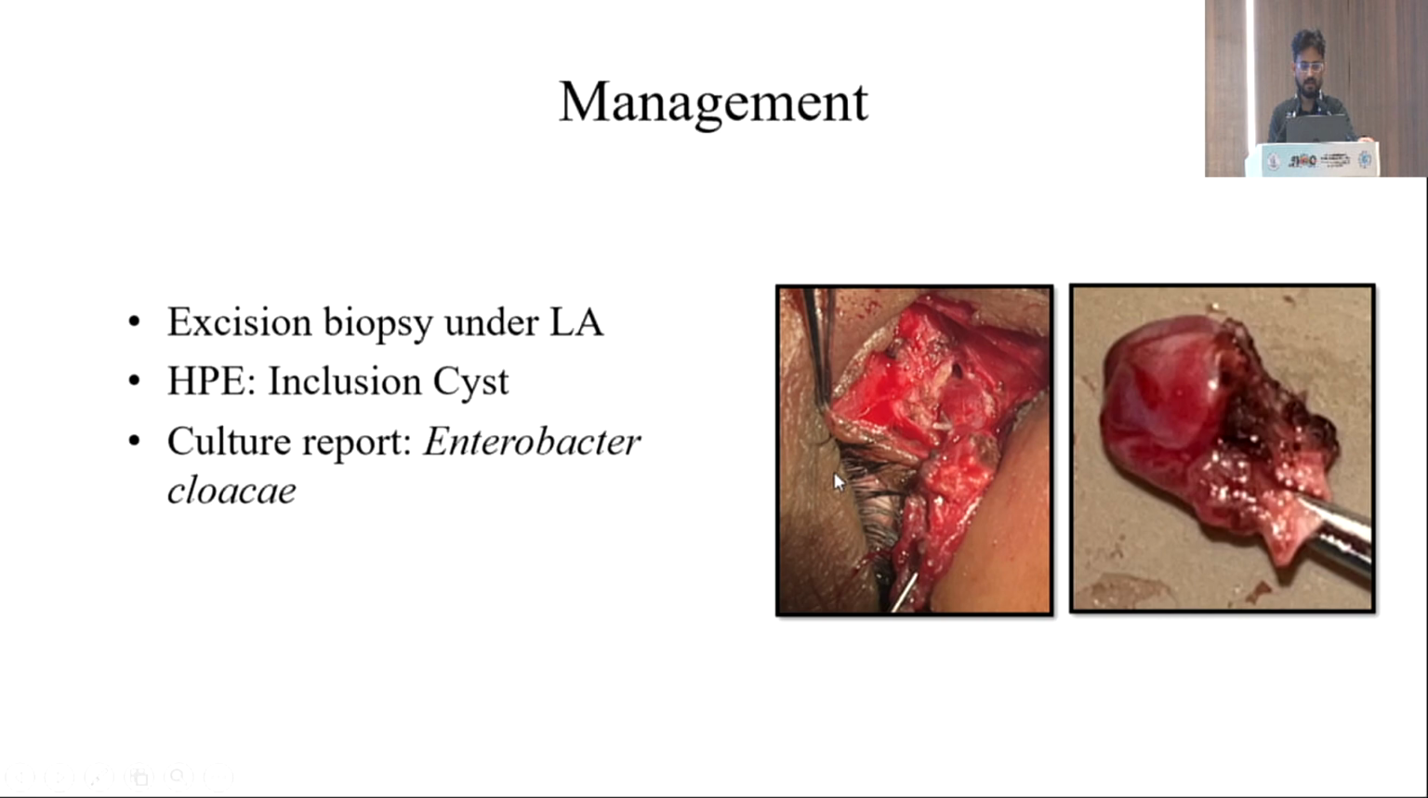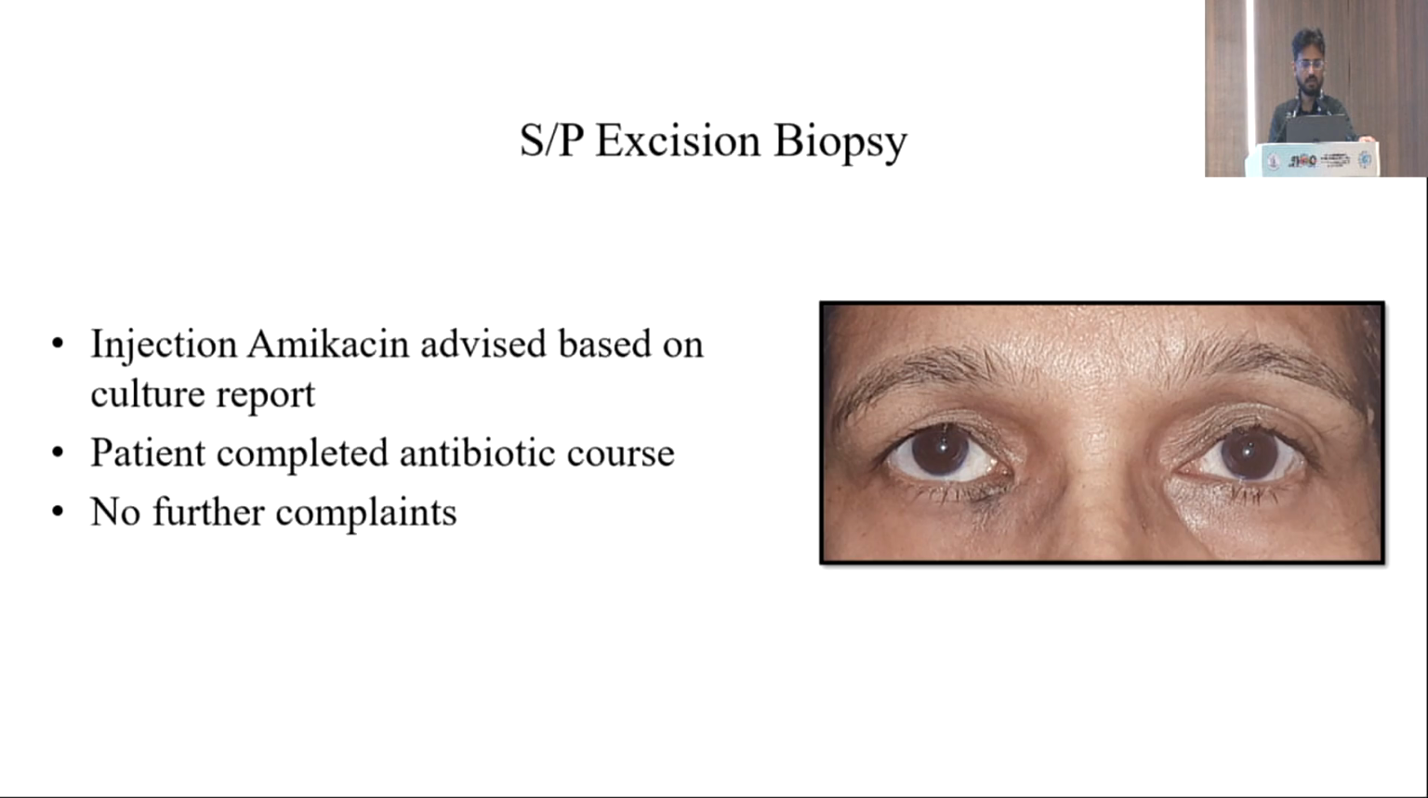We found a cystic mass in the area of the lacrimal sac. Of course it had a superadded infection, but the histopathology showed that it was an inclusion cyst along the area of the nasolacrimal duct. So it was not a nasolacrimal duct obstruction, as we had seen in the clinical examination also, that the ROPLAS was negative and syringing was patent. This is the post-excision biopsy. The patient now doesn't have any history of swelling and no complaints of watering.